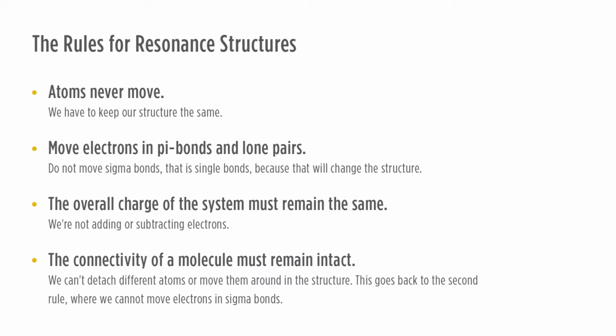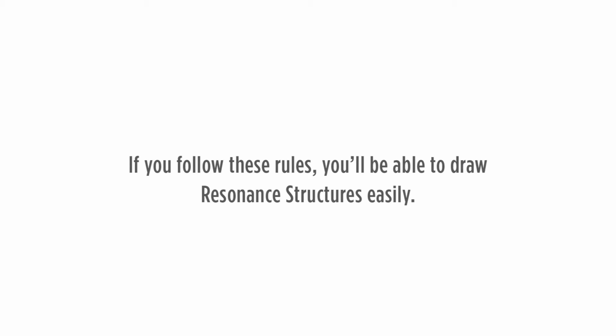The connectivity of the molecule must remain intact. We can't detach different atoms or move them around in the structure. This goes back to the second rule where we cannot move electrons in sigma bonds. If you follow these rules, you'll be able to draw resonance structures easily. Let's look at an example.